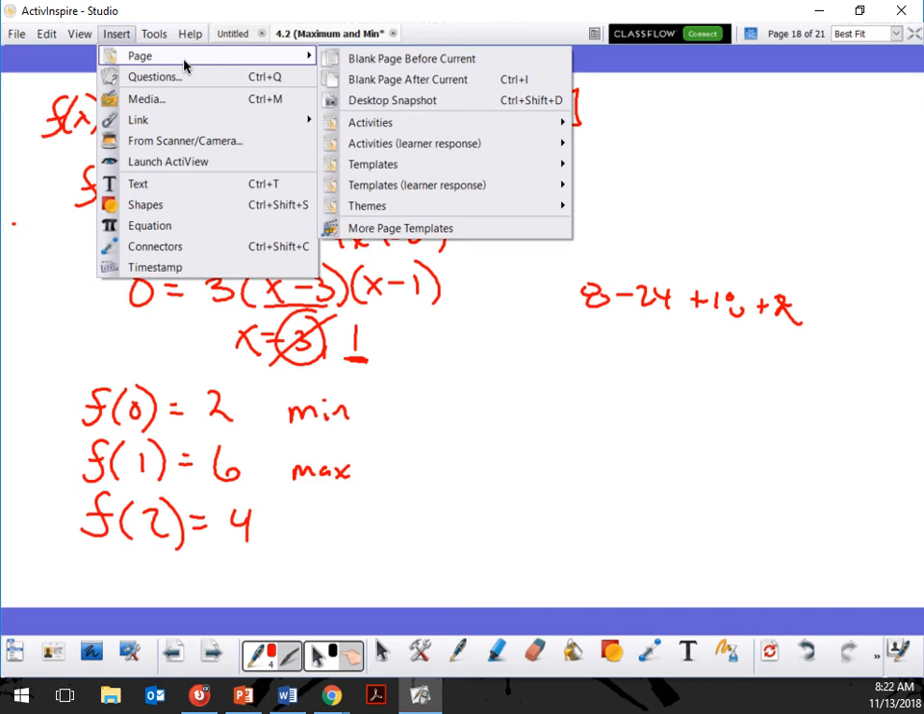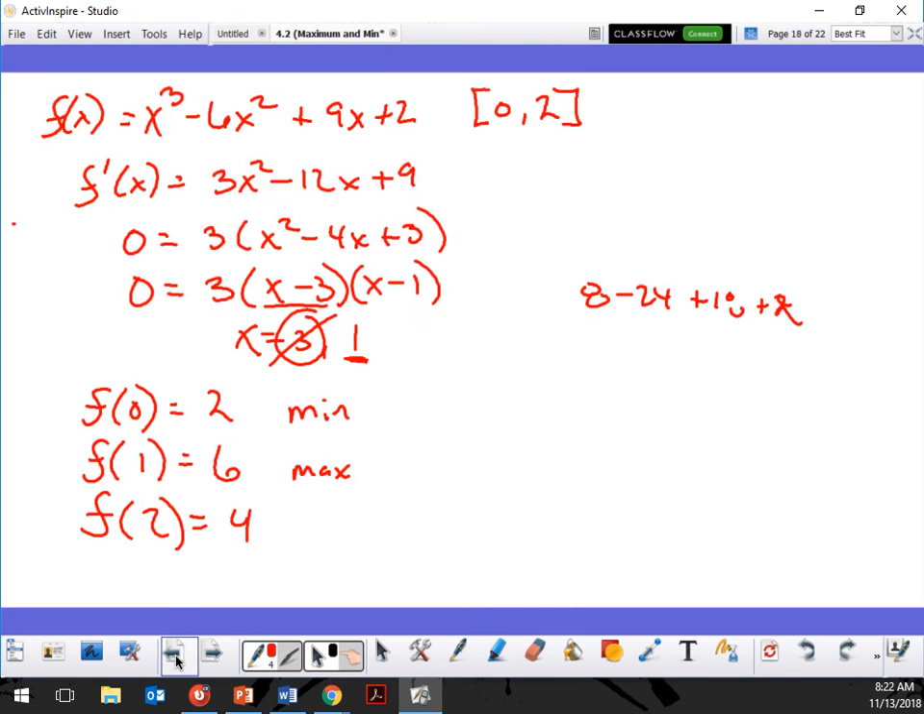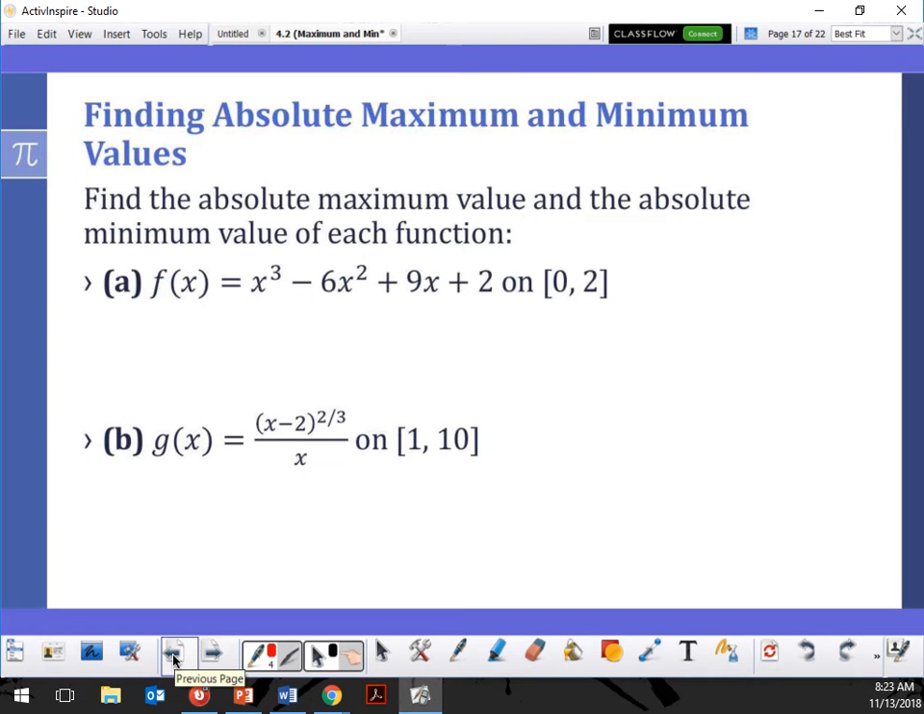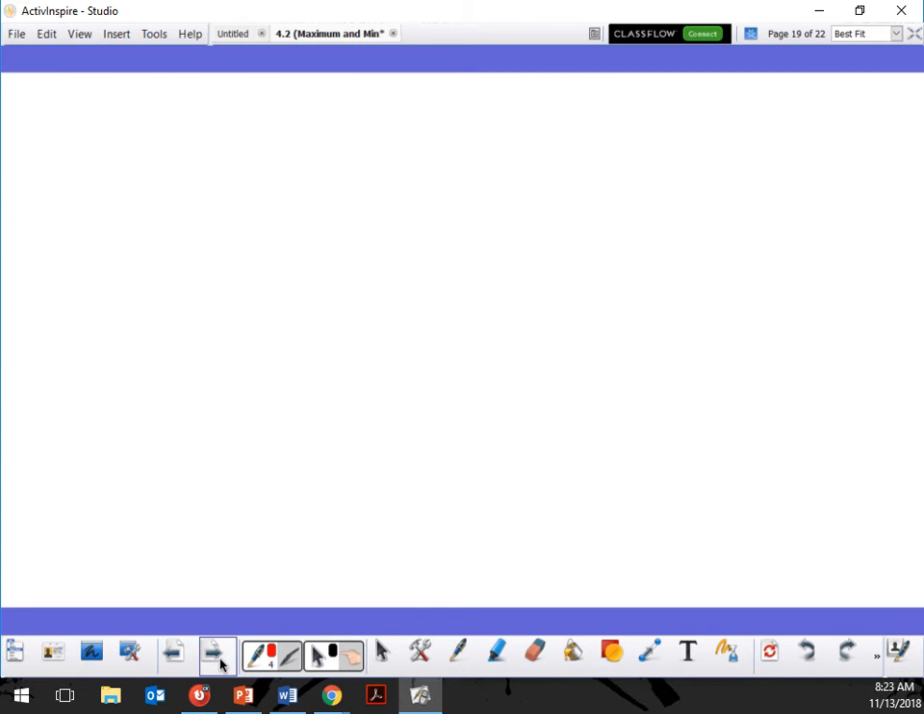All right. I'm going to insert one more page because I want to do the next one. Okay. All right. So right here, it's going to be all of that from 1 to 10. So you guys are going to read that to me, okay? So what's that say? It was g of x. 2 to the 2 thirds. What is it? X minus 2. X minus 2 to the 2 thirds over x, from 1 to 10. All right, 1 to 10, right? All right, that's important.